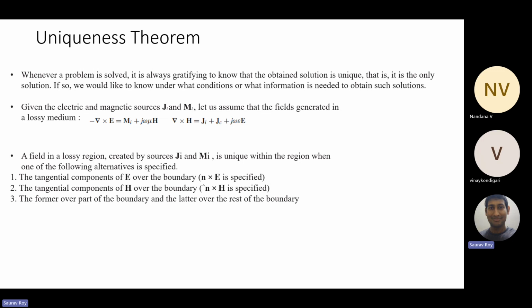Okay. So now we'll look into two very vital theorems in electromagnetics. One is the uniqueness theorem, another is the surface equivalence principle. Did any one of you read about this before? Uniqueness theorem and surface equivalence principle. Did you hear about it? I couldn't recall it. No, sir.